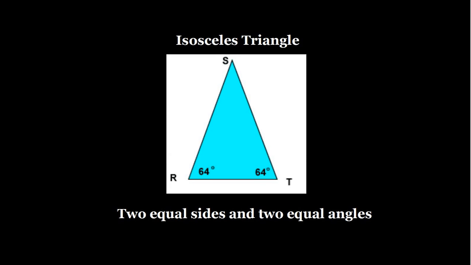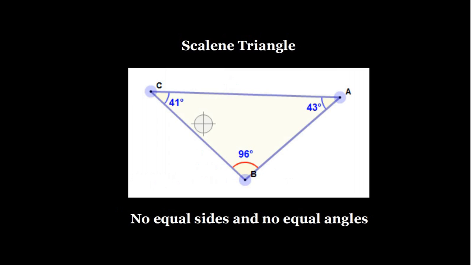And an isosceles triangle has two equal angles, and it has two sides that are both the same length. A scalene triangle is a triangle where the angles are always different degrees. Okay? There's no equal sides and no equal angles.